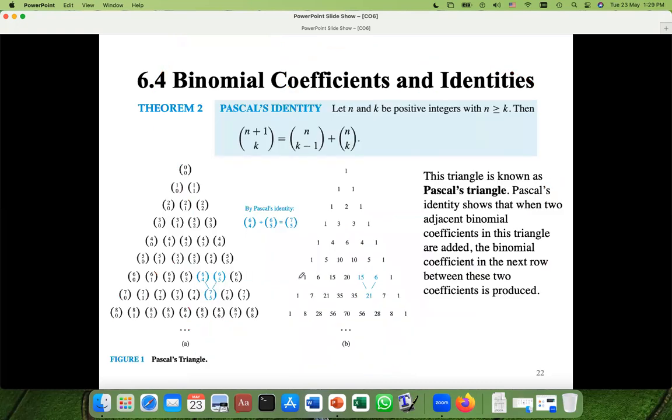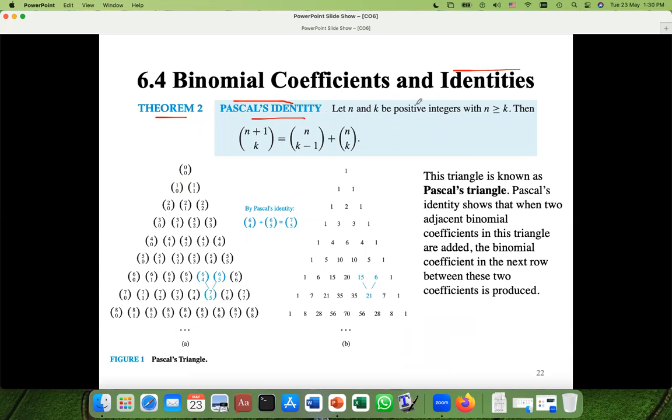Now, there is another theorem. This is just a theorem you only have to remember, and this is called Pascal's identity, because it is about binomial coefficients and identities. Now you are going to see the first identity. There is a law called Pascal's identity. And what is that identity?